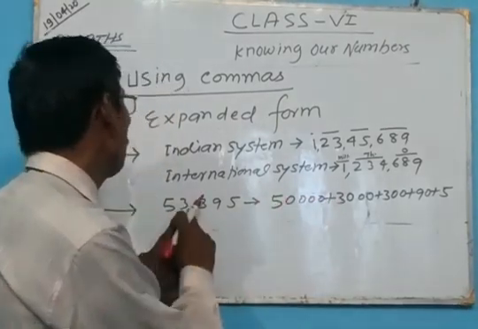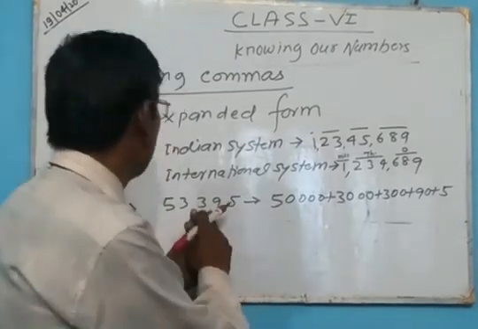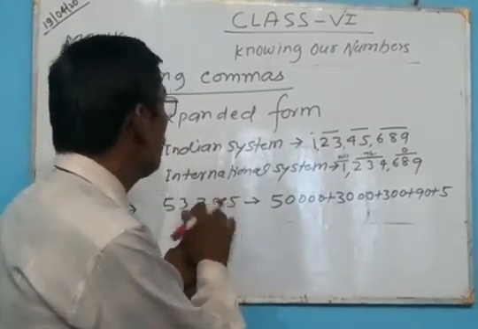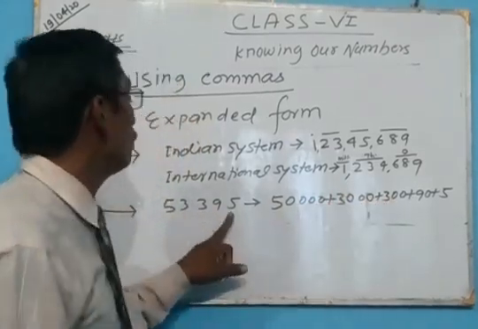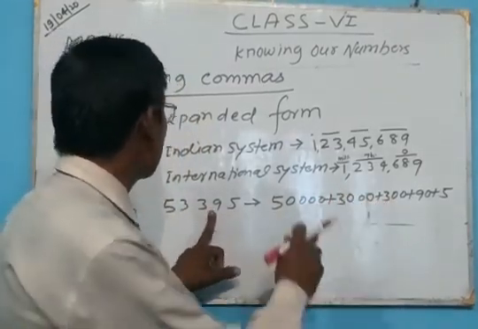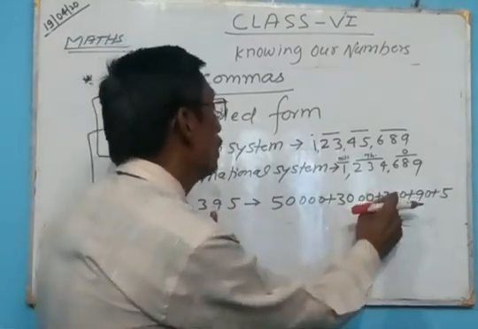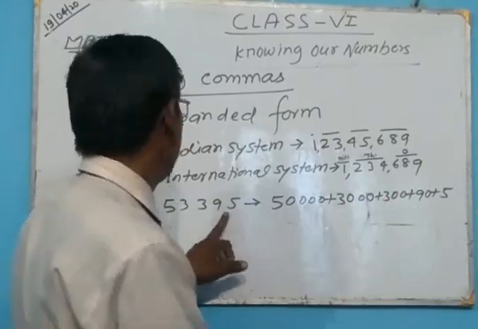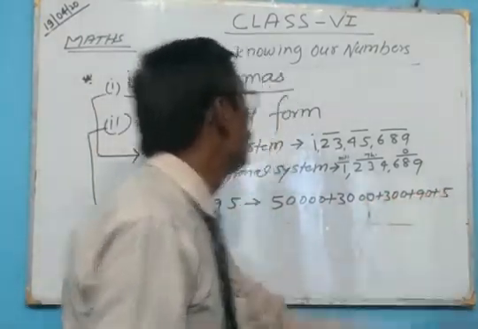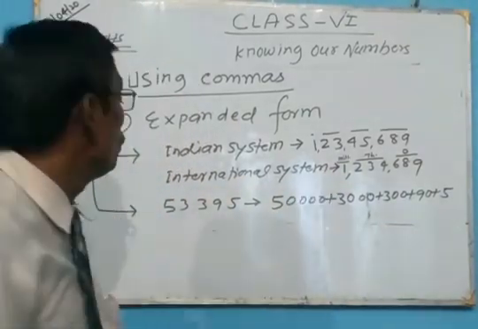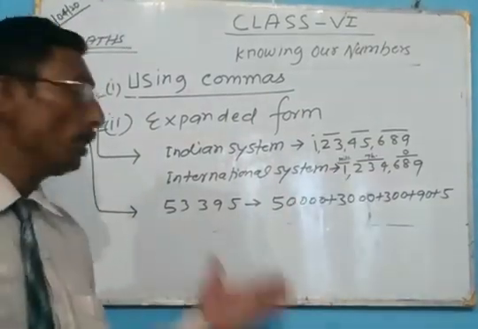So we write 50000 at the place of 4 digits. And after 3, there are 3 digits, so we write 3000 at this place. After 3, 2 digits are present, so we write 300. And after 9, 1 digit is present, so we write 90 and 5 also. So we represent the number in expanded form like this.